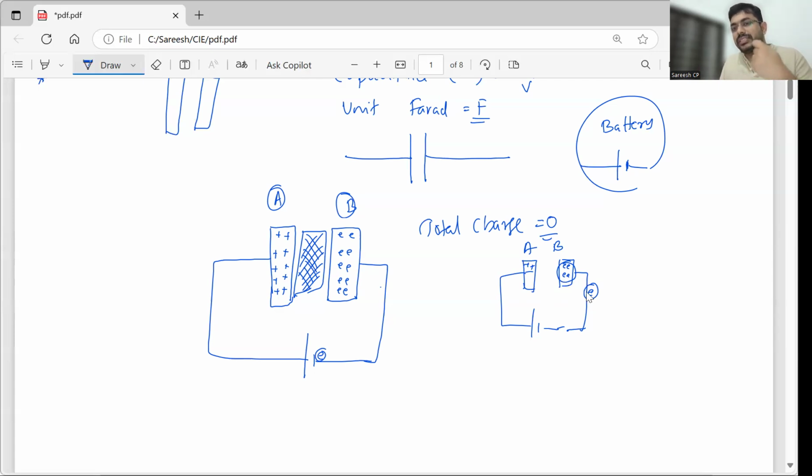So the charging of a capacitor will be slower with time. Initially it will be faster, then it becomes slower and slower. And finally, once the capacitor is completely charged, there is no electron flow in this circuit. This is a very important point. When you connect a capacitor to a battery, initially there is current, and that current decreases, and finally the current in the circuit becomes zero. When the current in the circuit becomes zero, you can understand that the capacitor is completely charged.